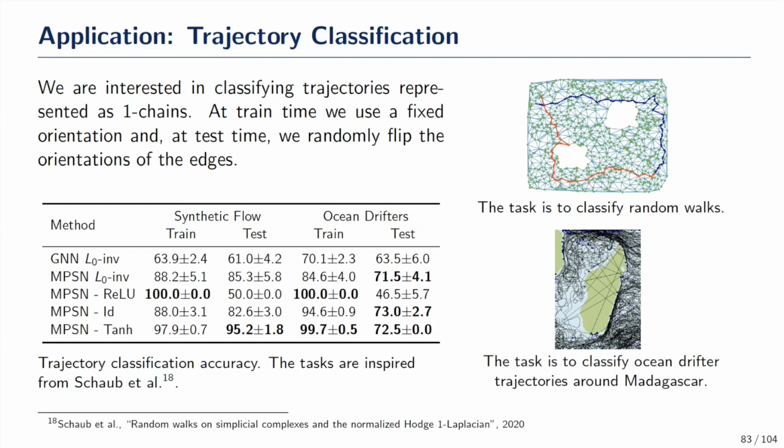It can do very well on the training data set, but on the test data set we randomly flipped the orientations just to see how these models are doing. You see that when we pick a nonlinearity that's not odd, the performance just collapses to random on the test data set, because the model was massively confused by the change in orientation and got very different outputs. But when you choose odd activation functions like the identity or the hyperbolic tangent, you can see the model learns to generalize, and these simplicial models are also doing much better than GNNs on these sorts of tasks.